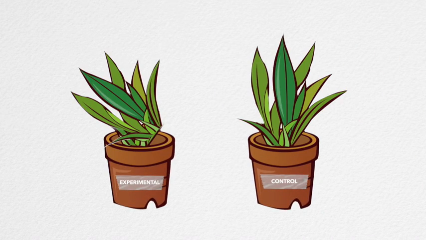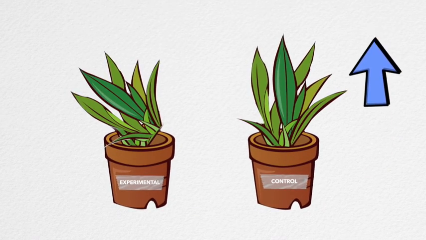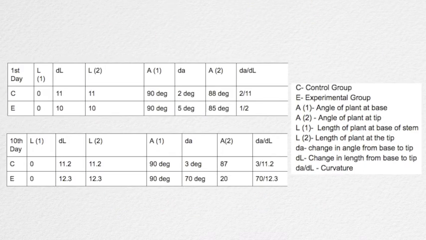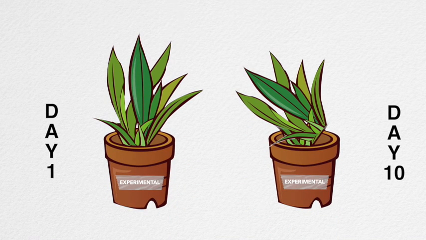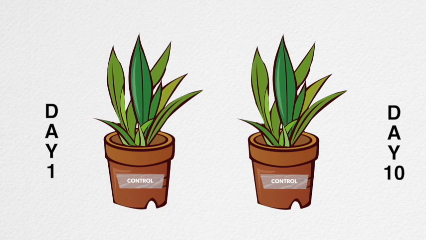It's also worth noting that both plants exhibited negative gravitropism, since both plants grew against the force of gravity. The change in length for the experimental group was 2.1 centimeters greater than the change in length for the control group. The difference in the change in angle from day 1 to day 10 was much greater for the experimental group, as its angle changed 65 degrees, while the change in angle for the control group was merely 2 degrees.